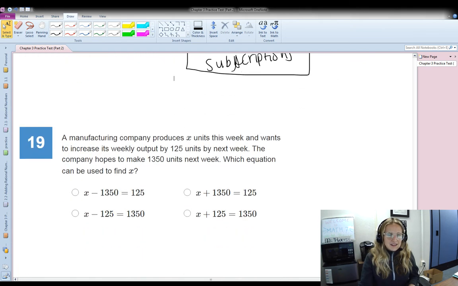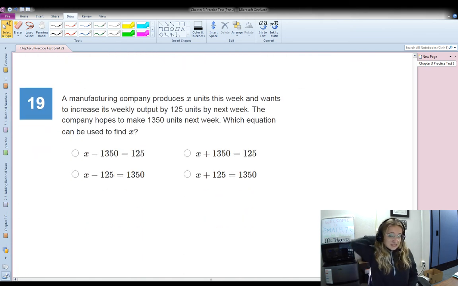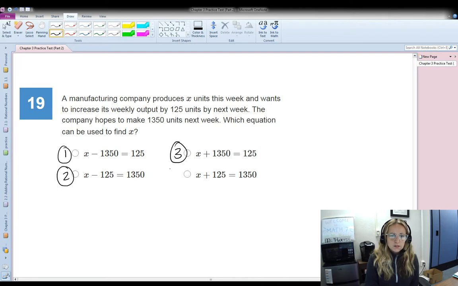All right, let's go down to number 19. Number 19 says, a manufacturing company produces X units this week and wants to increase its weekly output by 125 units by next week. The company hopes to make 1,350 units next week. Which equation can be used to find X? So go ahead, I want you to look at all these options and pick which one you think is correct. And I'm going to number them. So this is going to be 1, 2, 3, 4. Pick the number you think it is. Ready, set, go.